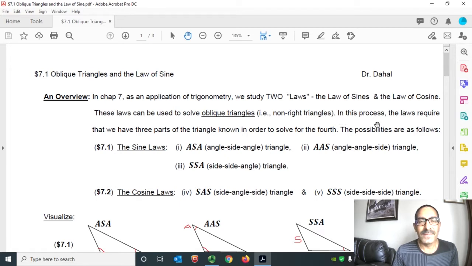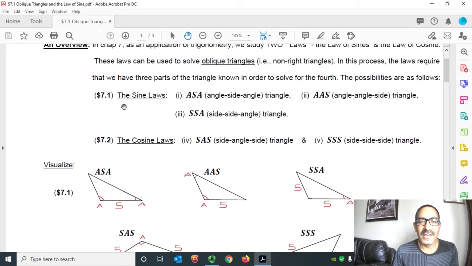In this process, the laws require that we have three parts of the triangles known in order to solve for the fourth. The possibilities are as follows. In the sine laws, we have the ASA triangles, AAS triangles, SSA triangles. Here, ASA stands for angle, side, angle. AAS stands for angle, angle, side. And SSA triangle stands for side, side, angle.